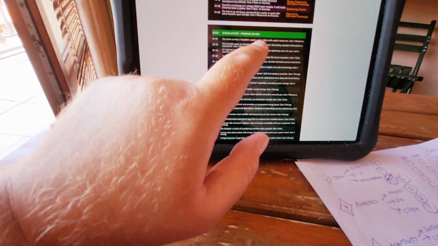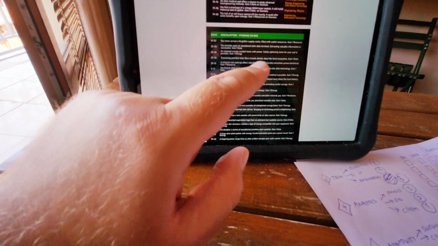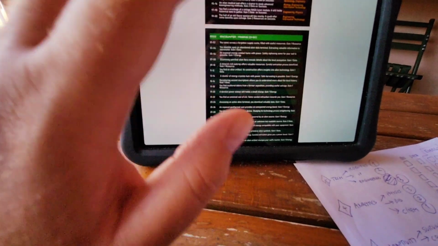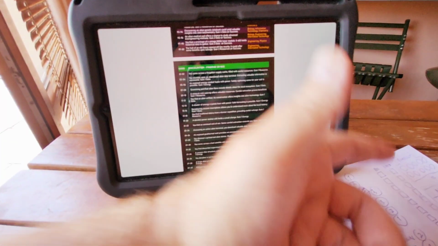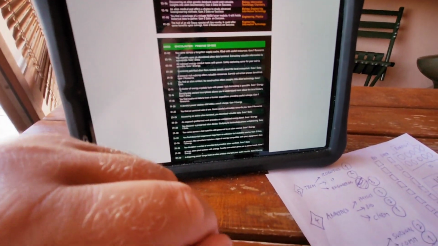You come across a forgotten supply cache filled with useful resources. You get one resource, and that's it. You just get one resource. You do not need to roll anything.